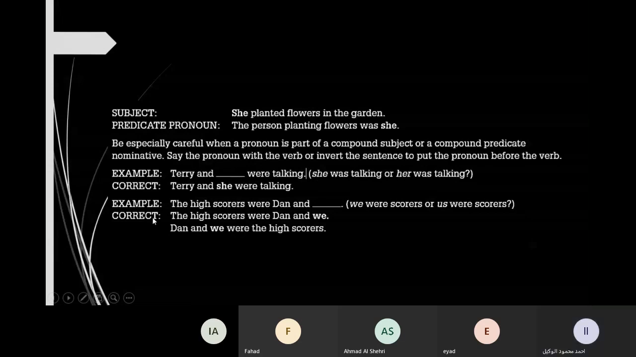Okay. Another example. The high scorers were Dan and we, or Dan and us. Of course, we were the scorers. The scorer, the one who scored, was we. We are the subject, compound subject, Dan and we. So to invert the sentence, we say Dan and we were the high scorers. Got it?